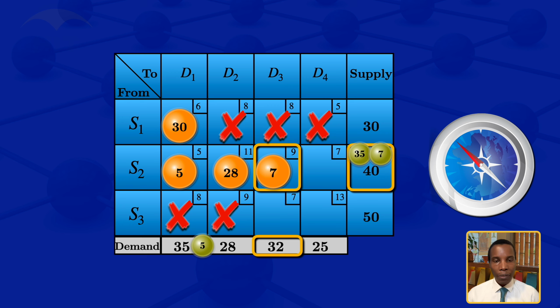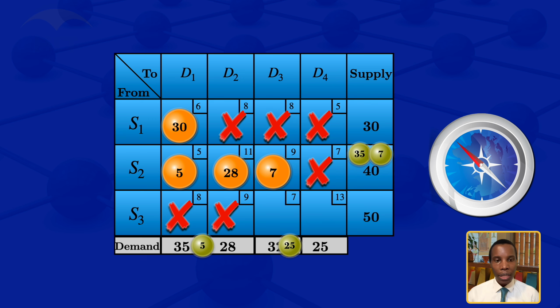But when we allocate the 7 units, we have now reached the total there of 40 for row S2 there. So we can no longer allocate in row S2. So I'll cross out here to indicate we can no longer allocate. And here we just allocated 7 units, but our demand is 32. So we are remaining with 32 minus 7, which gives us a 25. And then we go on to look at the remaining unoccupied cells of these ones here.